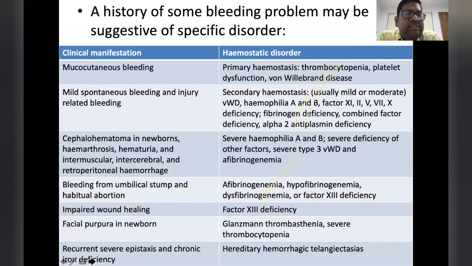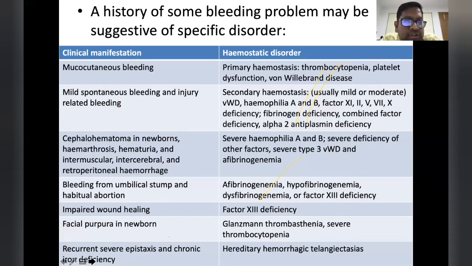So there are some specific bleeding manifestations that can help you in deciding what type of bleeding disorder it can be. Like I have already told, mucocutaneous bleeding is because of a primary hemostatic disorder. It can be because of thrombocytopenia, platelet dysfunction, or von Willebrand disease. There can be mild spontaneous bleeding or injury-related bleeding related to secondary hemostasis, usually mild and moderate, like von Willebrand disease, hemophilia A, B, other factor deficiencies, etc.